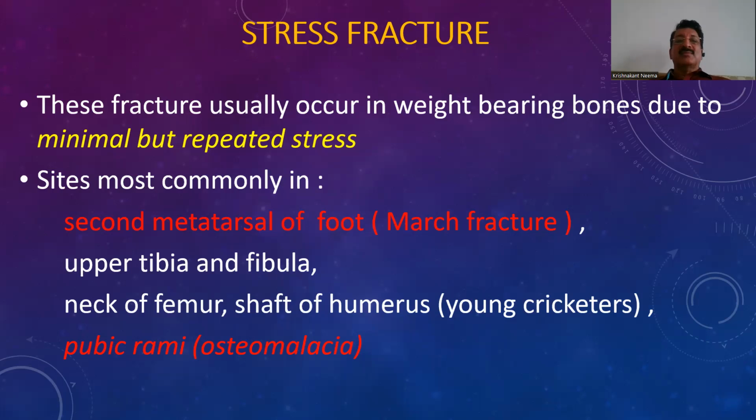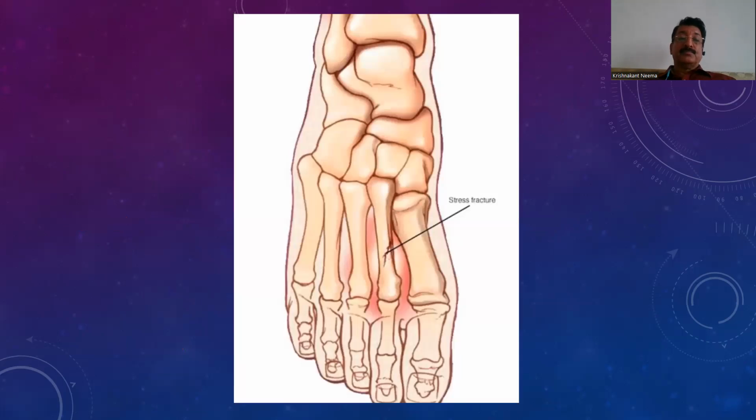The most common sites are the second metatarsal of the foot, called march fracture. It can be the upper tibia and fibula. It can be the neck of femur. It can be the shaft of humerus in young cricketers, or the pubic rami, which is commonly seen in osteomalacia.